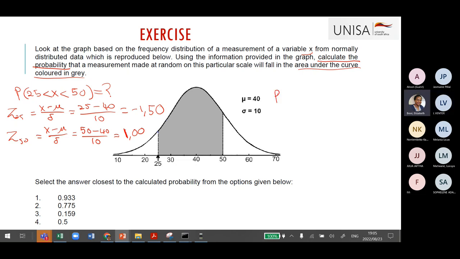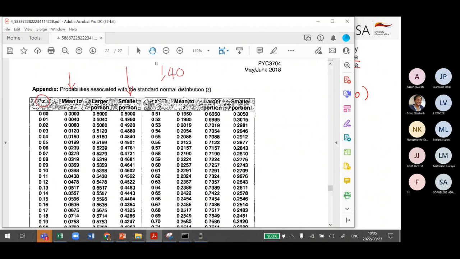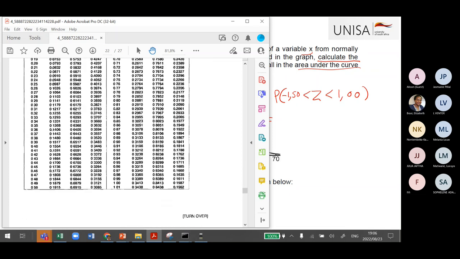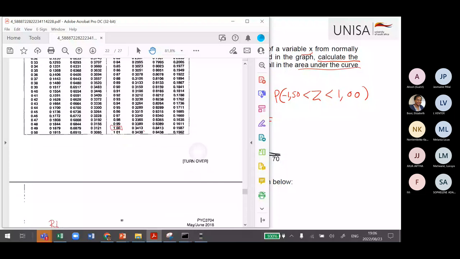So we know that the probability of Z lies between minus 1.50 and 1.00. We can go to the mean to Z column of the table. We're looking for mean to Z of 1.5 and mean to Z of 1. I can identify 1 here, and I know that the first column is mean to Z.